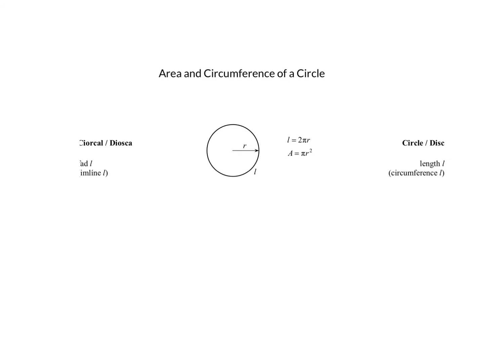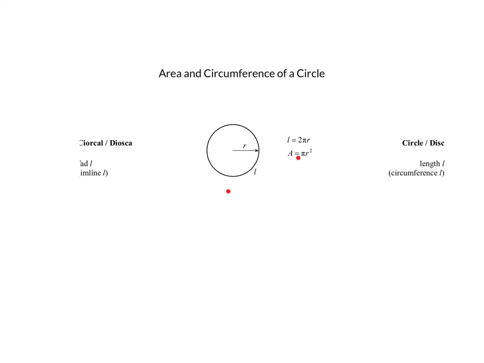So in this video we're going to look at how to find the area and circumference of a circle. Now the area is the same as our rectangles and our triangles, just the amount of space that circle takes up. The circumference is kind of similar to perimeter. It's how long is the outside of the circle.